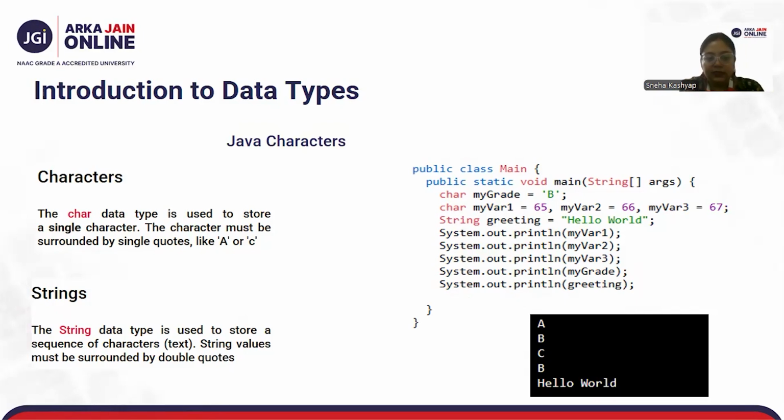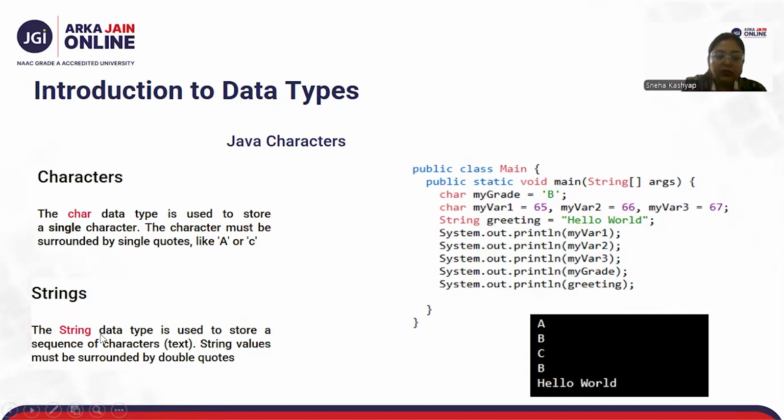So the character data type is used to store a single character. The character must be surrounded by single quotes, like for A, it's given in a single quotation. Small c, it's given in a single quotation. So if we are defining any variable in such a way, then it will be considered as character.